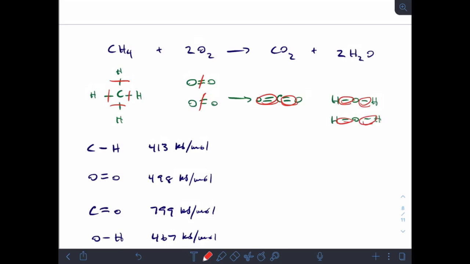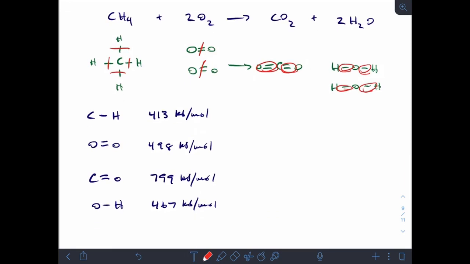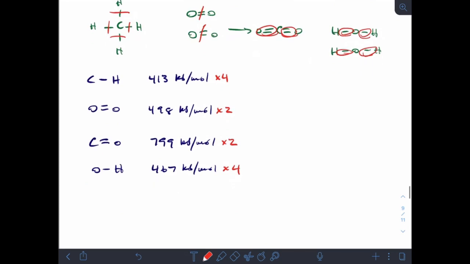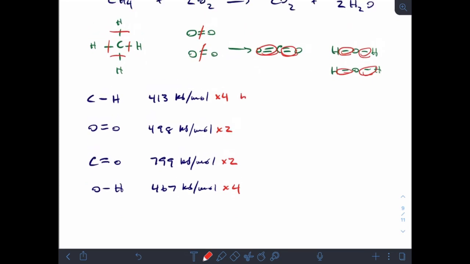So we're breaking all the bonds and making all the bonds, which won't necessarily always be the case. Sometimes you'll have the same thing in the products, so you don't necessarily have to break all the bonds and make all the bonds. We have 4 carbon-hydrogen bonds being broken, 2 oxygen double bonds being broken, 2 carbon-oxygen double bonds being made, and 4 oxygen-hydrogen bonds being made.